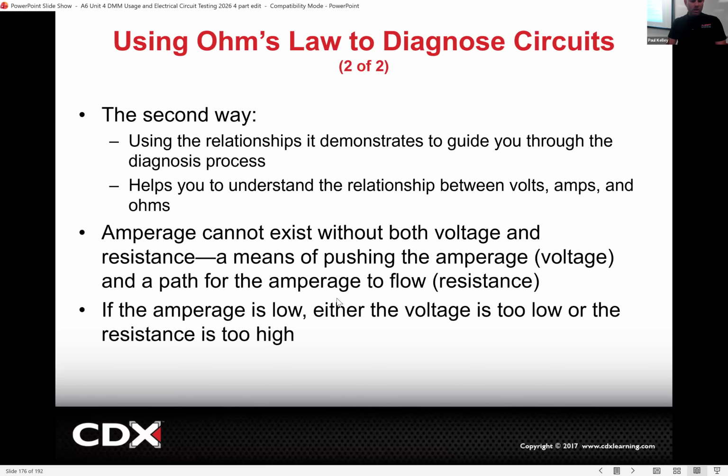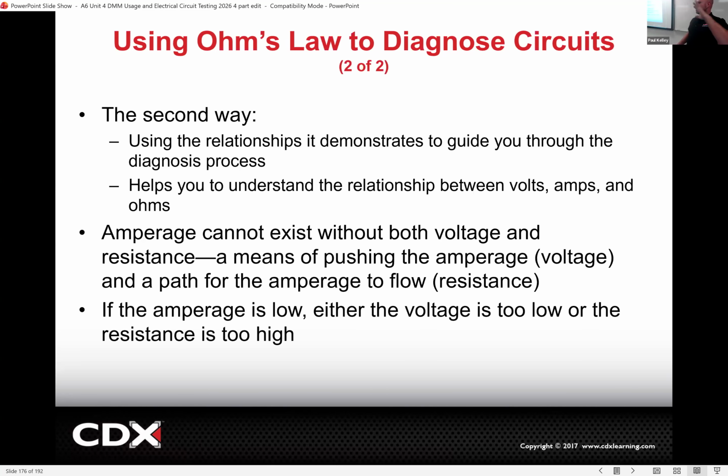Continuity, I think, would be a better word here. You could have voltage, but if you have no continuity to the load, there's going to be no flow. The load's not going to work. I think you would know that. What if the amperage is too low? That would mean one of two things.